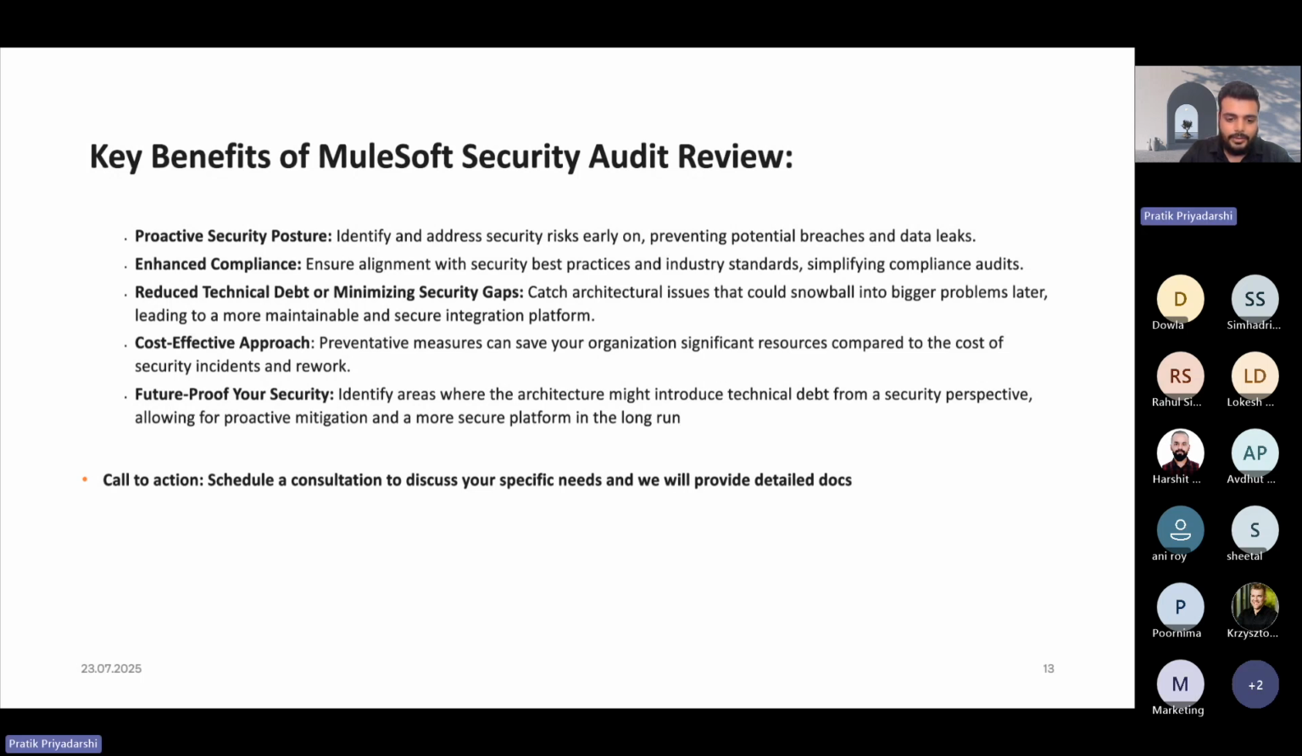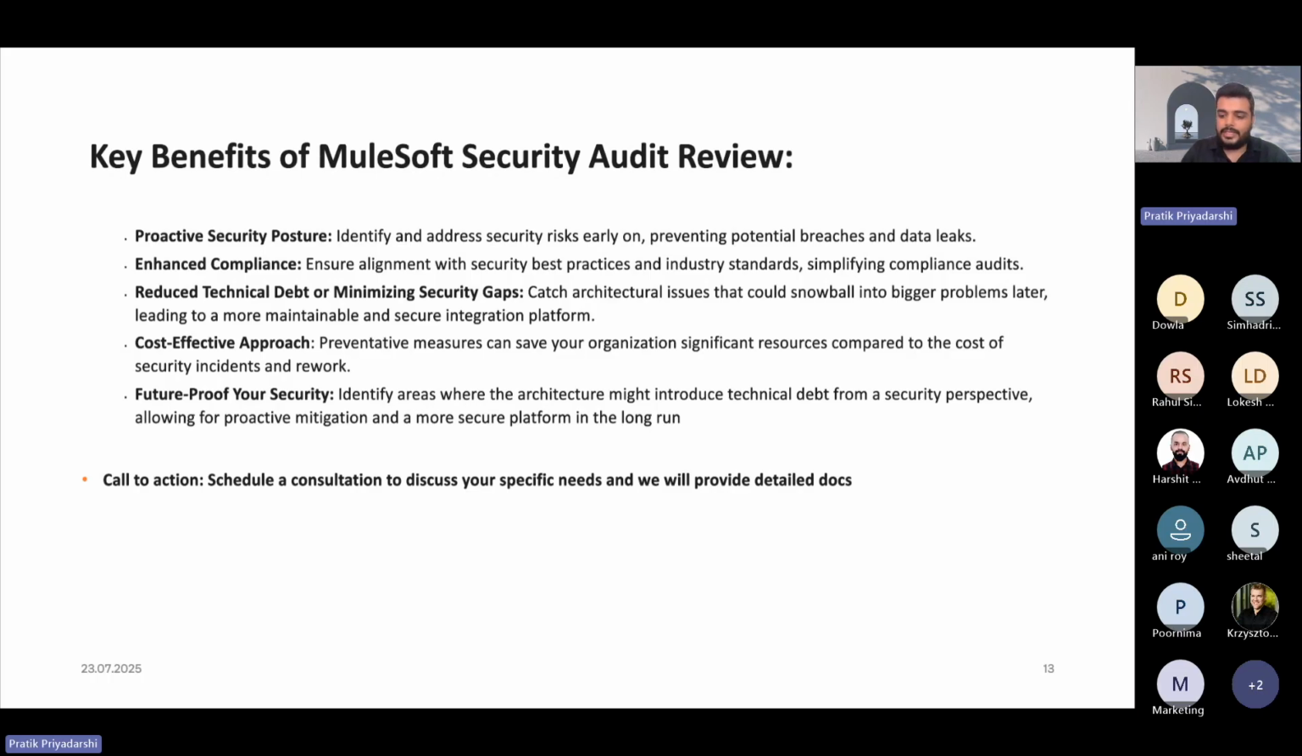So overall, your integration landscape will be very secure, and you will gain the confidence about that as well. You can confidently say, yes, my integration platform is really secure. You can schedule a consultation, and we'll tailor a review that will fit your exact needs and will provide detailed documentation to support your next steps.